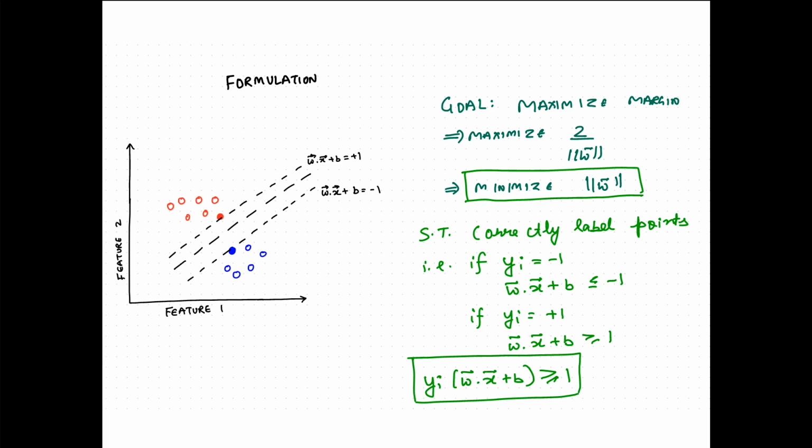So now we have written down the complete formulation of the trivial SVM in the case of linearly separable data. The objective is to minimize the magnitude of w, or w squared, such that all the points are correctly classified or labeled, which means yi times wxi plus b is greater than or equal to 1, right?